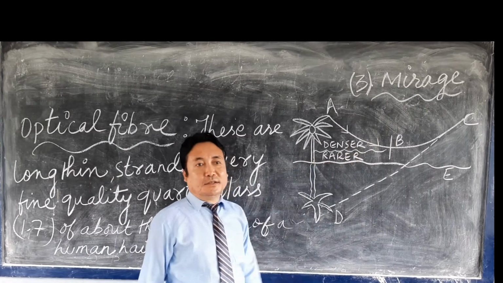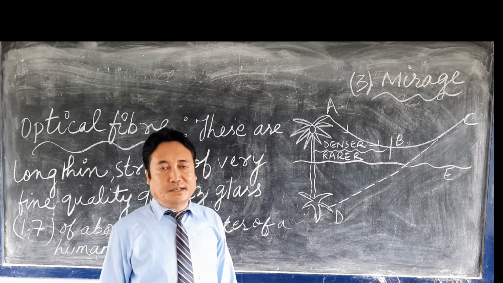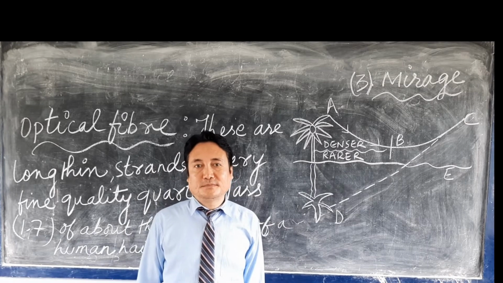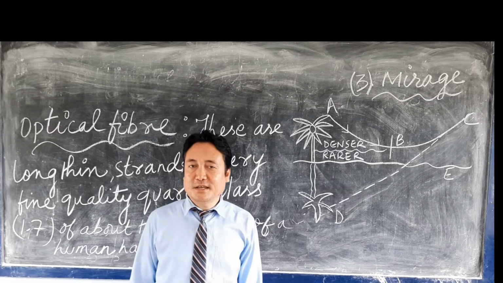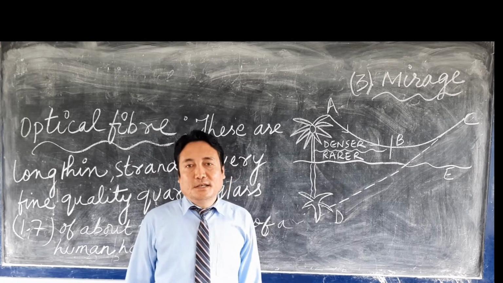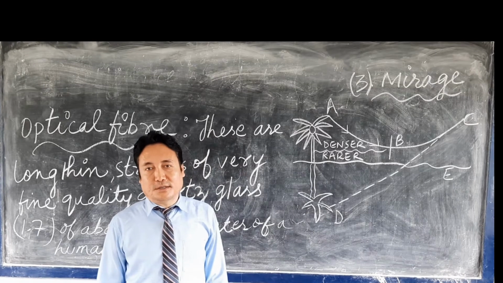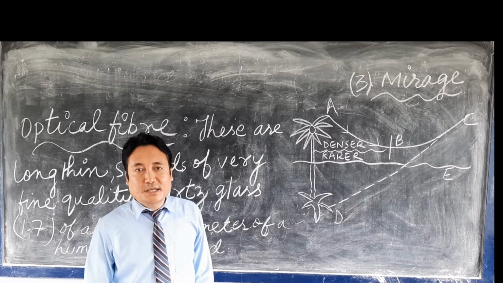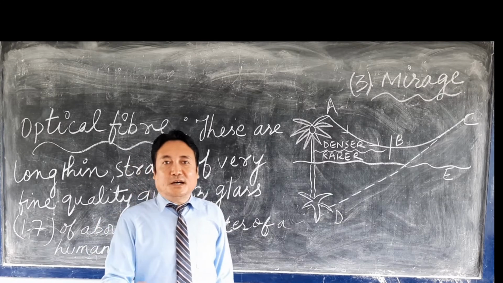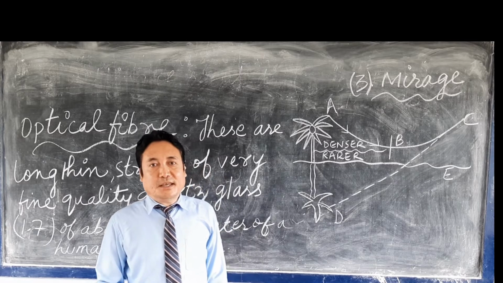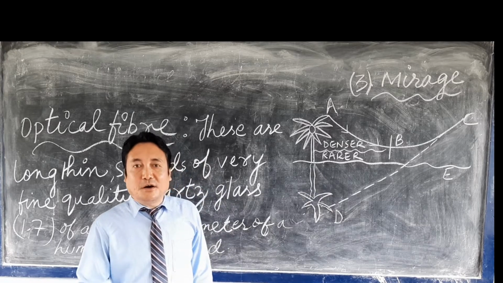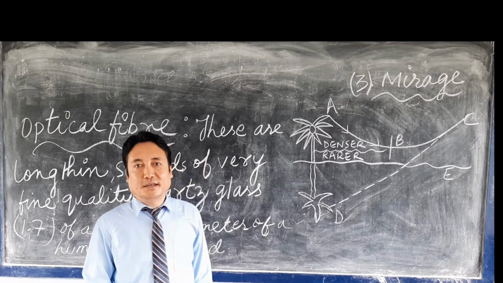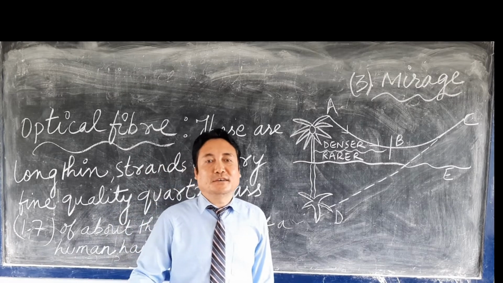Next phenomenon of total internal reflection: mirage. Now this mirage is a very common phenomenon which you observe in a desert, very hot places where the temperature is very high. A mirage is an optical illusion of water observed in a desert in which the inverted image of a distant object can be observed along with the object itself on a hot day. And this is due to total internal reflection.